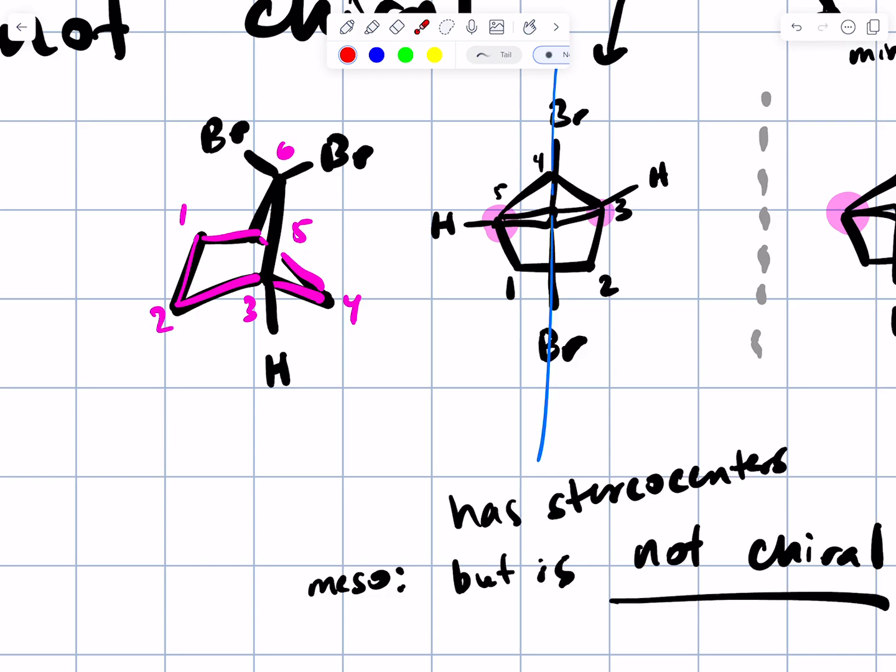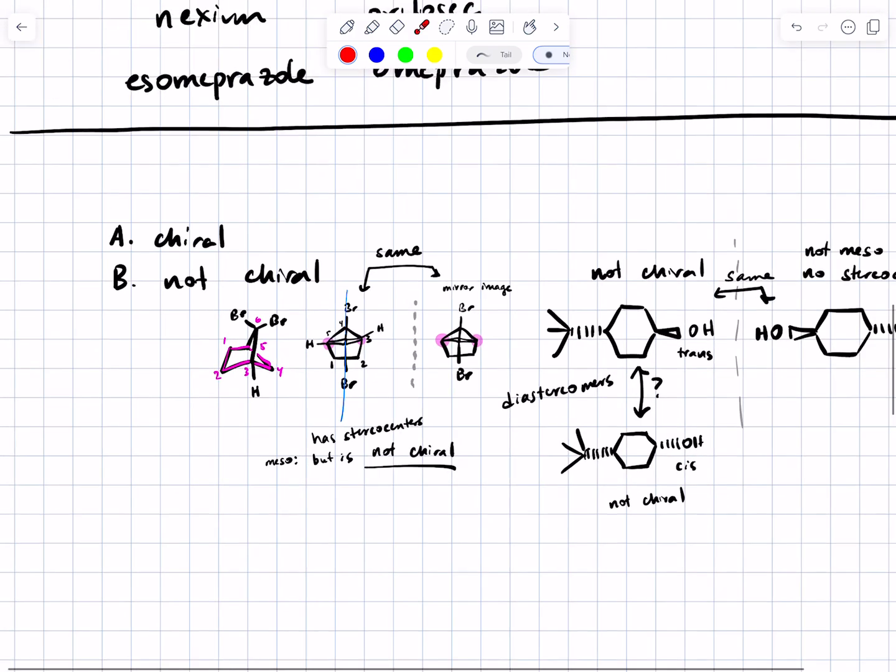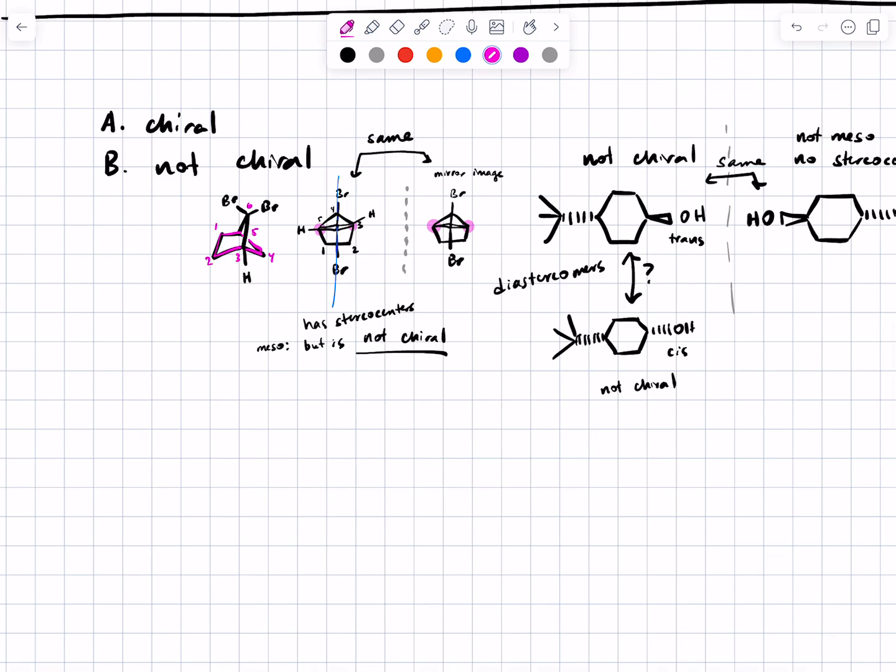Okay. All right, so that's going to take some practice. Probably you want to spend some time with your model set, convincing yourself of what we've talked about. All right, that is stereochemistry. And again, please make sure you know how to do the optical rotation stuff. It's not hard. You'll be able to figure it out.